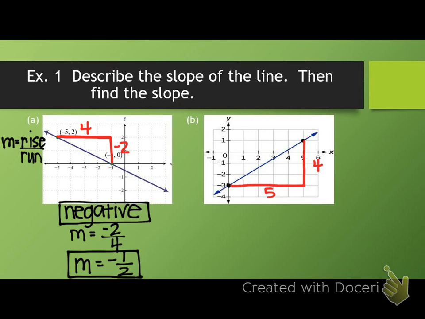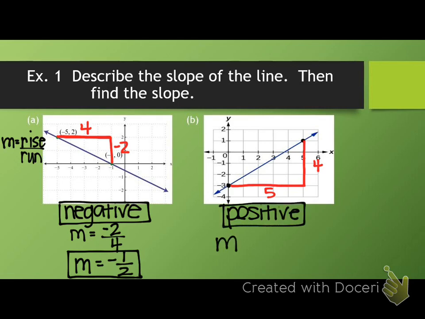So let's describe this graph. Before we find it, let's describe it. Jace, what kind of graph are we going to have? Just by looking at the line, what kind of slope should we have? Negative. What's that line doing as it goes right to left? It's positive. It's positive. It's rising as we go from left to right, so it's positive. So that's our first answer.